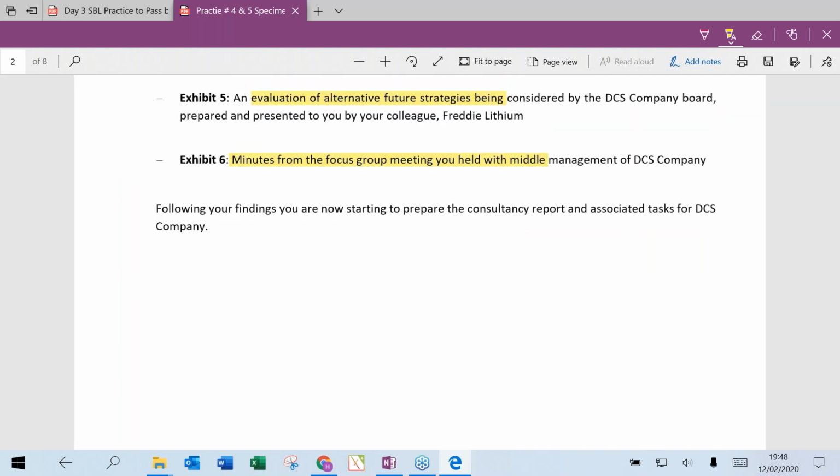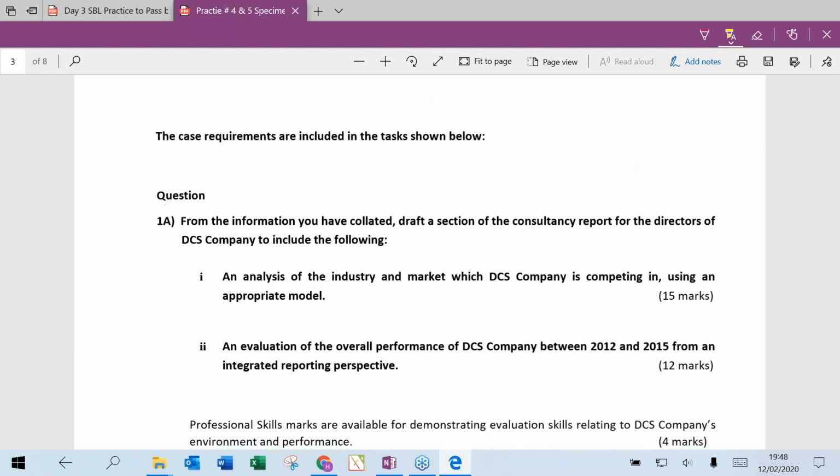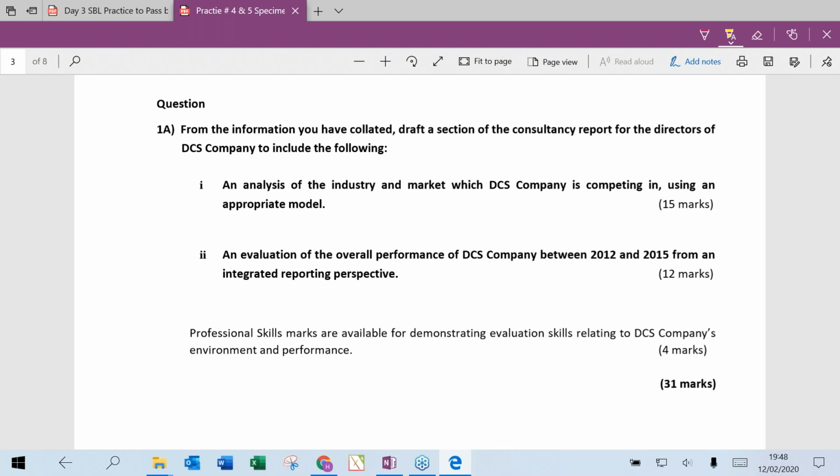Following your findings, you are now starting to prepare the consultancy report and associated tasks for DCS company. Question 1. From the information you have collated, draft a section of the consultancy report for the directors of DCS company to include the following. A. An analysis of the industry and market which DCS company is competing in using an appropriate model.